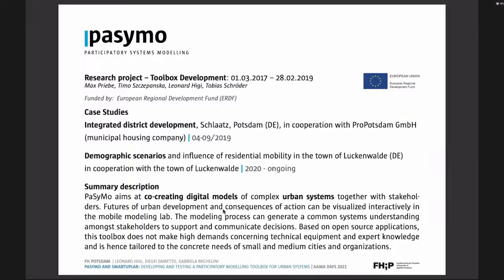We've tested Pasmio not only in an expert workshop on rental price control policies, but also have been conducting two case studies, one on different domains related to integrated district development in cooperation with the municipal housing company of Potsdam. And the other case study aims at investigating demographic scenarios in expert workshops for the small town of Luckenwalde, Germany.